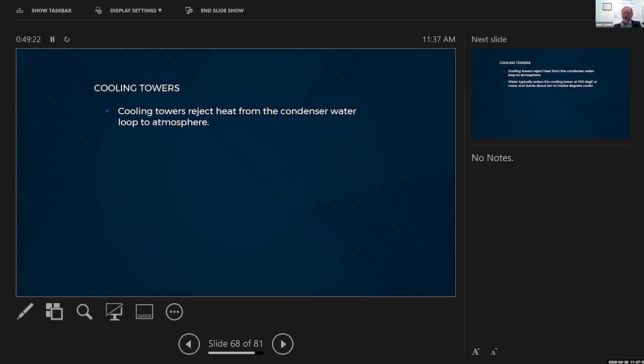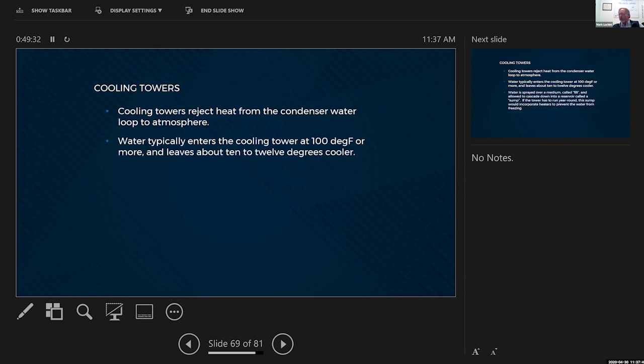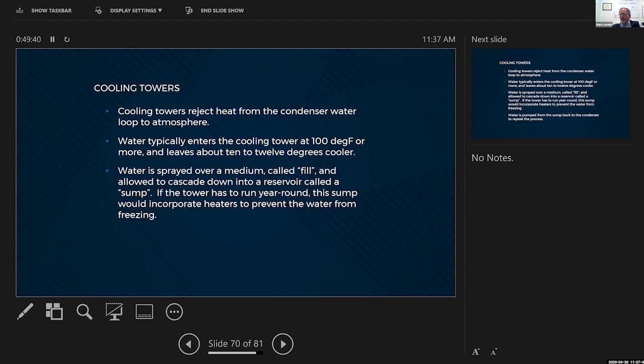George and I have had a lot of fun with cooling towers recently. So a cooling tower simply rejects the heat from the condenser water loop to the atmosphere. Typically, your water is going to enter the cooling tower at about 100 degrees or so and come out around 85, 88 degrees. How does it work? We basically spray the warm water over a medium called a fill, and then it just cascades down into the sump.